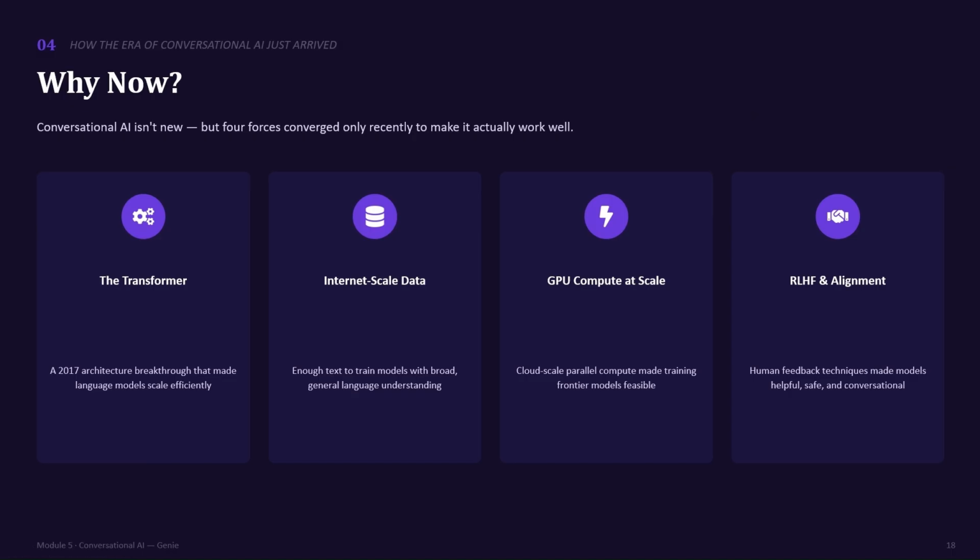Why Genie now? Because since 2017, the most important change that has happened is that the transformer model is available, which is a breakthrough that made natural language scale efficiently. So we have internet-scale data, enough text to train models with broad and general language understanding. We have GPU compute capacity available at scale, and we also have human feedback techniques that made models more useful, safe, and conversational. So you can directly converse in natural language.